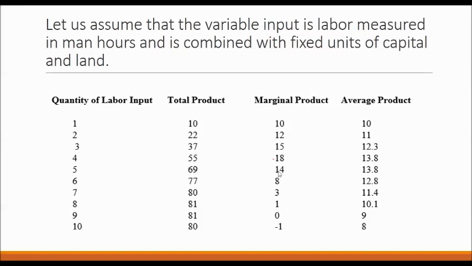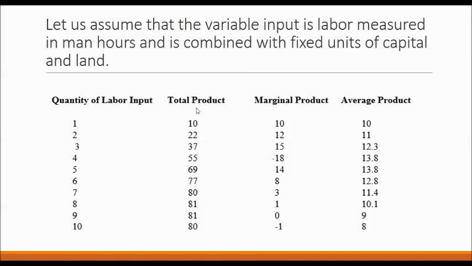on the 5th is from 18, it decreased to 14. So in the 5th quantity, and on the 9th and 10th, on the 9th, there is a decrease, or it already became 0 on your marginal product.